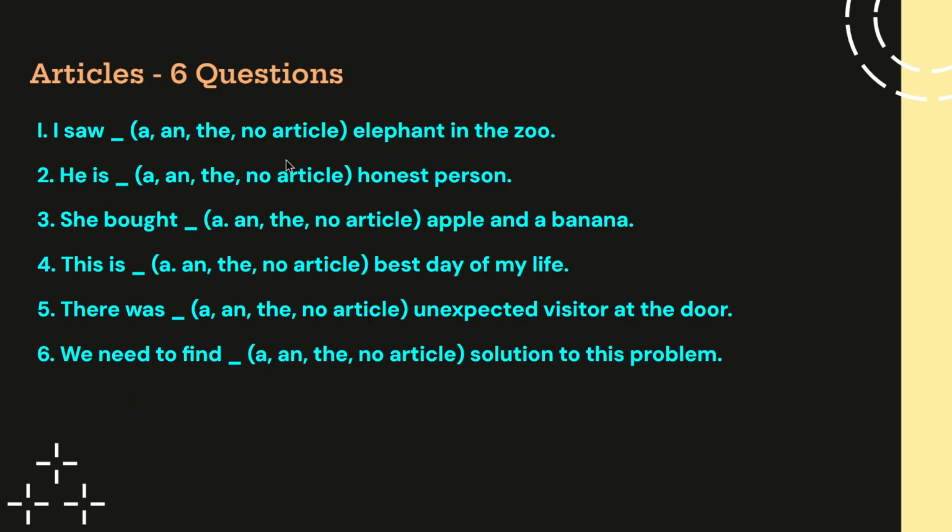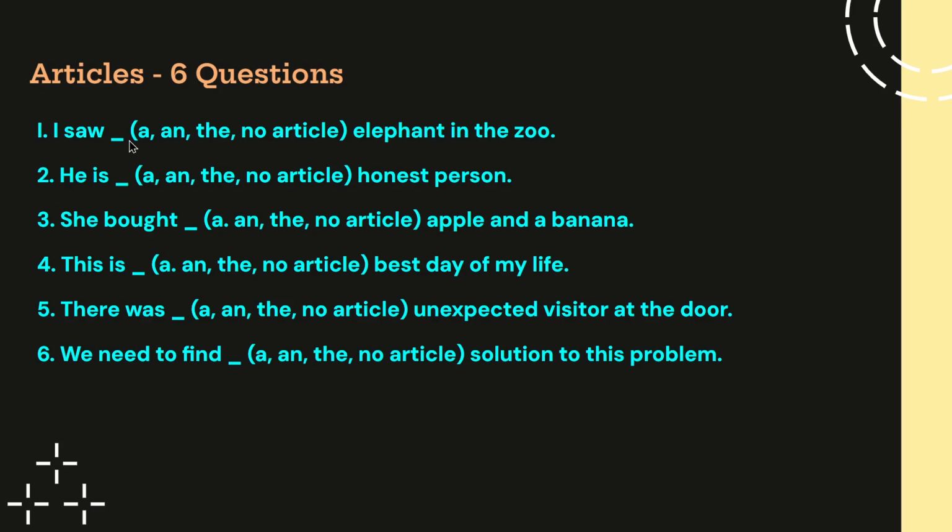The next section is the article section. In the article section, I will tell you some tricks. Suppose here is the fill in the blank, and if the first letter of the next word is a vowel, then you should use an. And if the word starts with a consonant, then use a. Okay. I saw underscore elephant in the zoo.